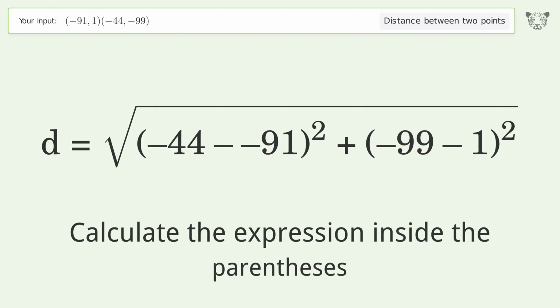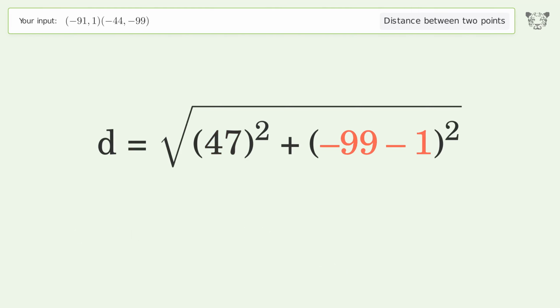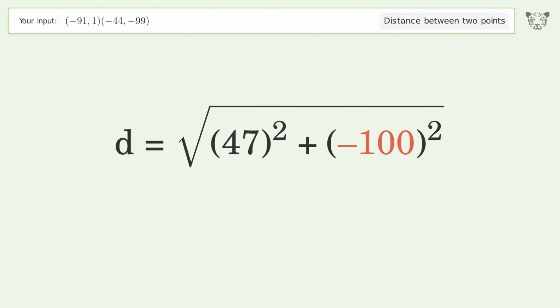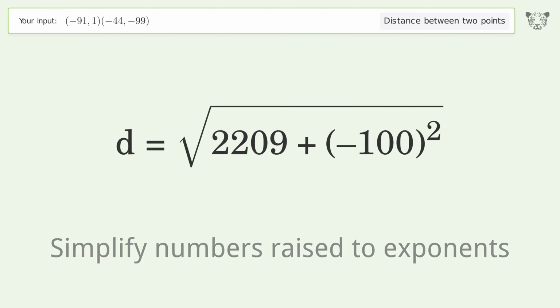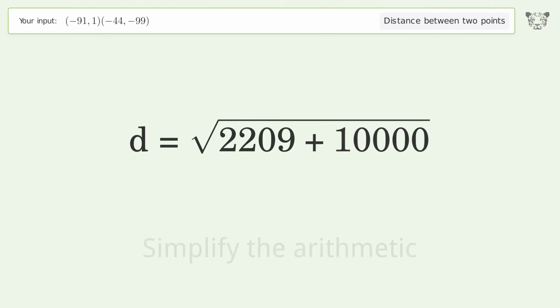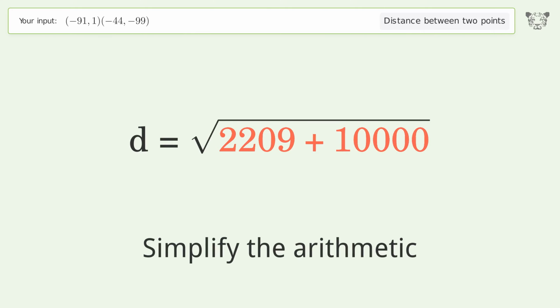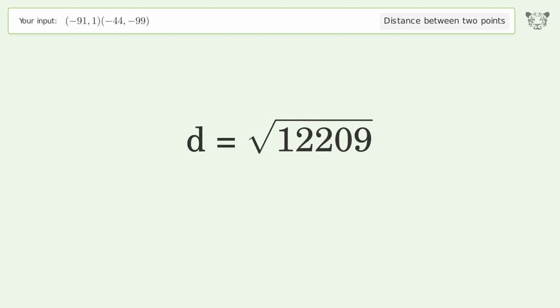Calculate the expression inside the parentheses. Simplify numbers raised to exponents. Simplify the arithmetic. And so the distance between the 2 points is the square root of 12,209, or 110.494.